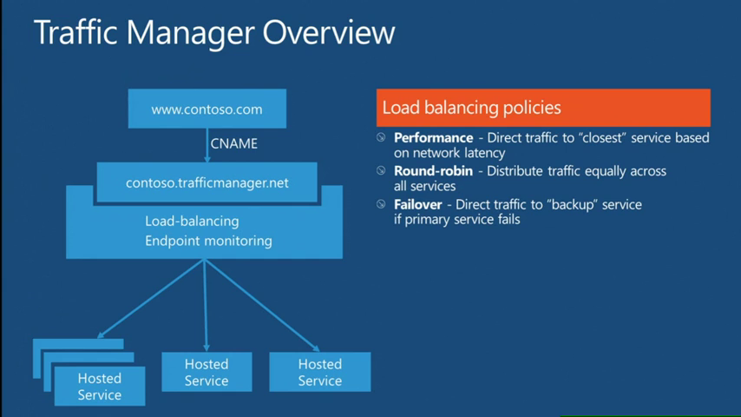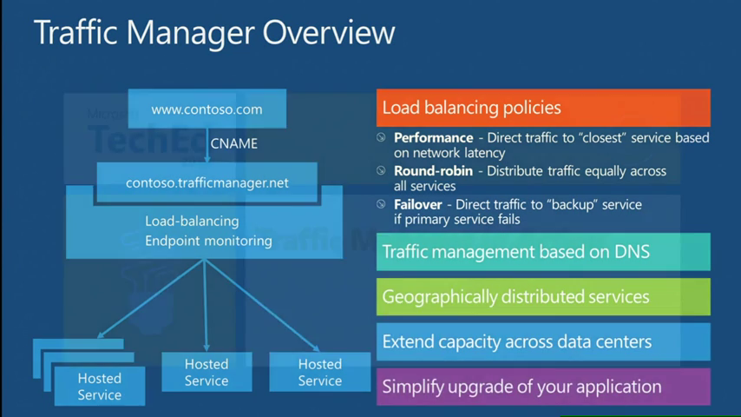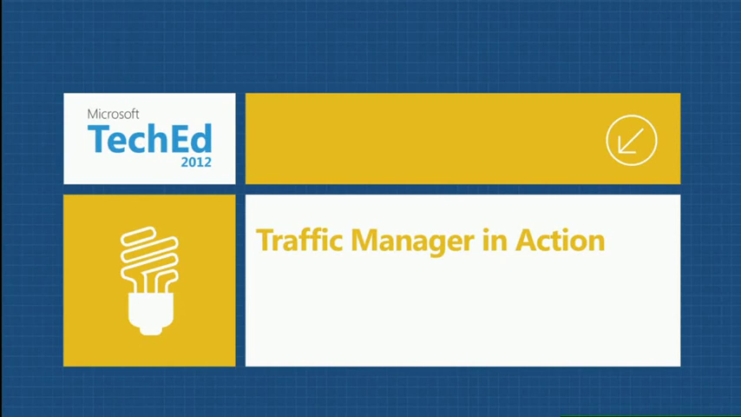We have three schemes that we support. One is for performance, which means we direct you to the closest service to you geographically. Round robin, where we distribute traffic across all services, and failover. In case you by default land on the closest one, and if that fails, we direct you to another service somewhere else so that you still have connectivity and that service is always up and running. Now let me show you how easy it is to set up this traffic manager and use it for geo load balancing.